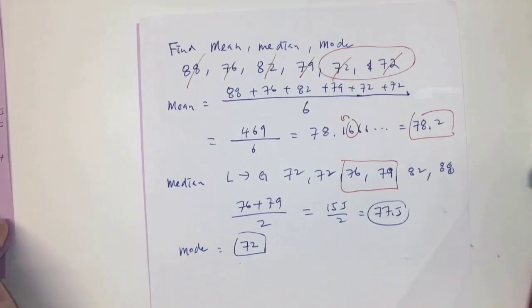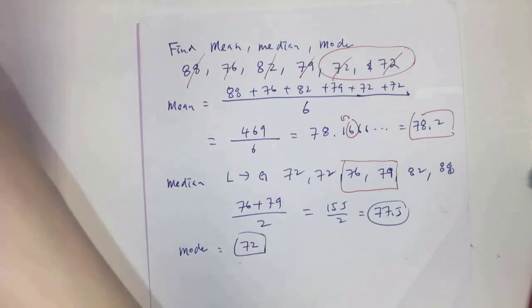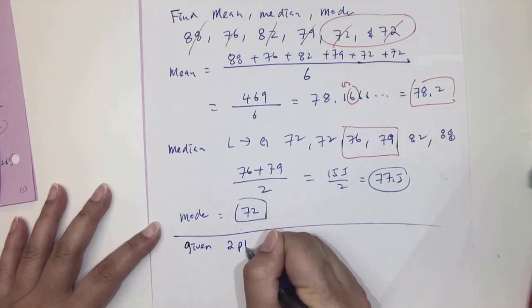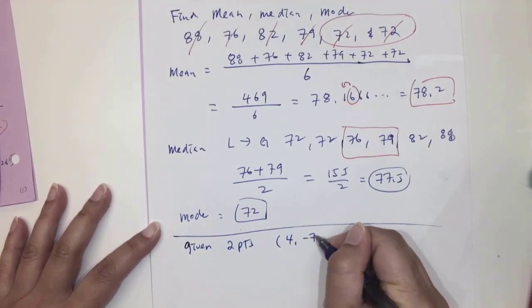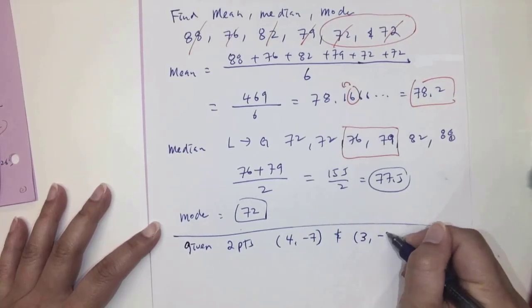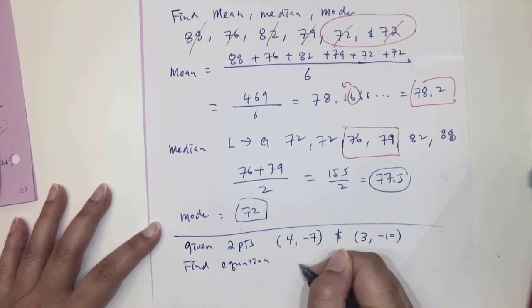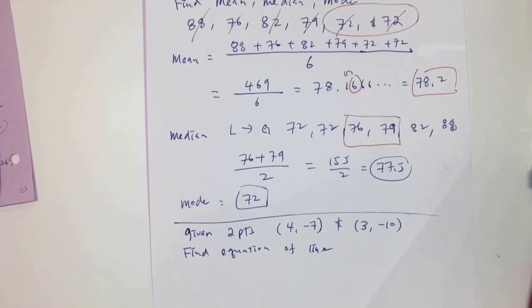The very last question I'm going to show you is given 2 points, we need to find the equation of a line. So given 2 points, the 2 points are 4 comma negative 7 and 3 comma negative 10. Find the equation of the line. First, we need to find what? Slope. Do you remember the slope? Can you go ahead and find it for me, please?